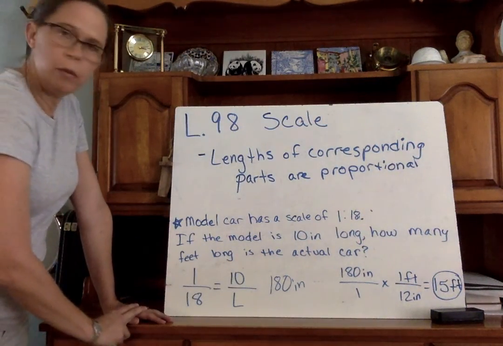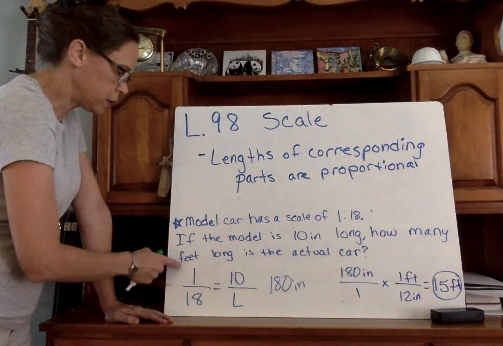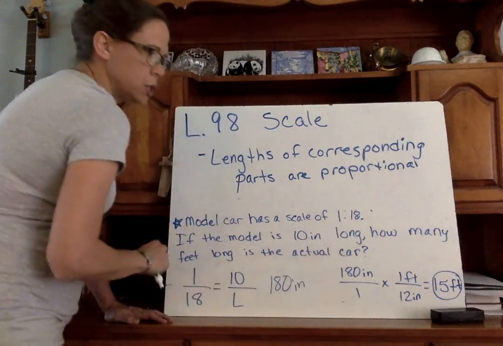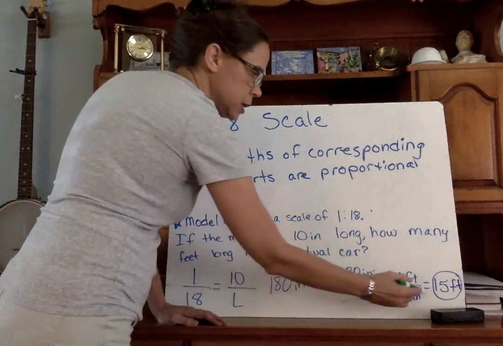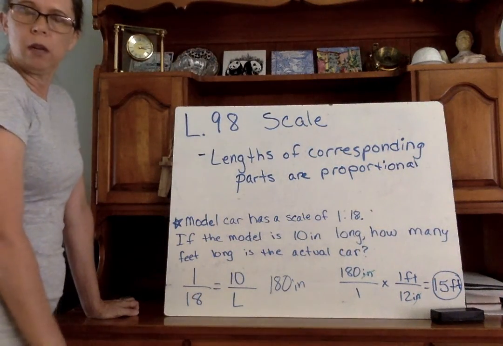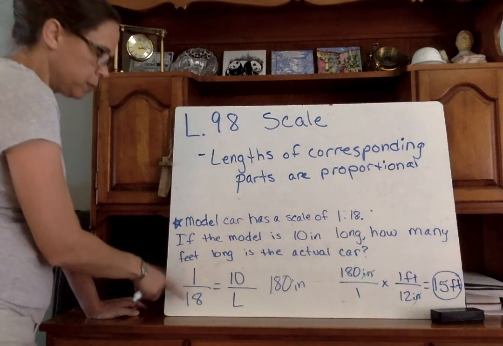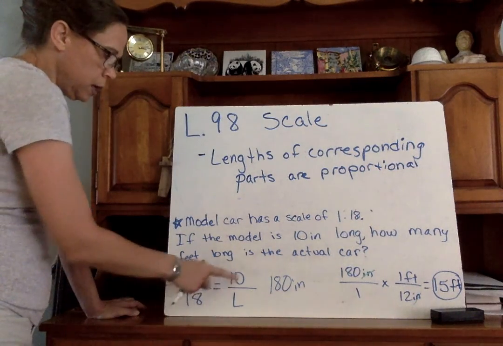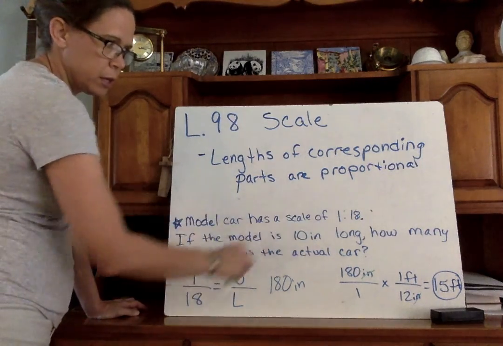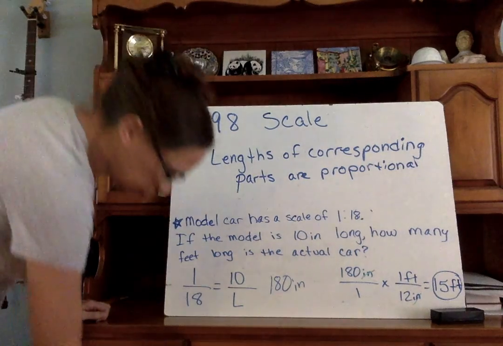So typically when we measure the lengths of cars, we don't do it in inches, okay? So we want to convert it to feet. 180 inches times 1 foot to 12 inches, that reduces our inches. And we're left with 180 divided by 12 is 15 feet, okay? So 1 inch on the model represents 18 inches on the car. If the model is 10 inches long, that's going to represent 15 feet for the actual car, okay?